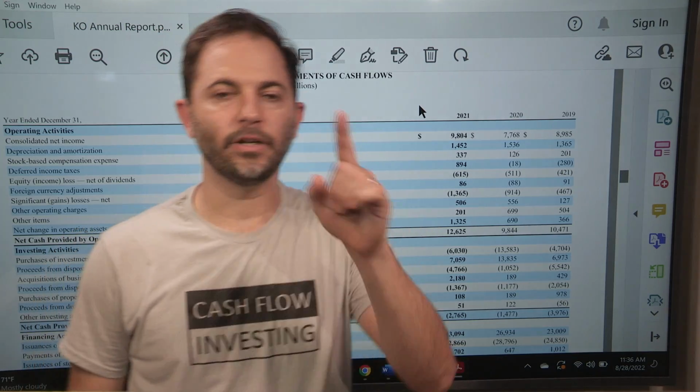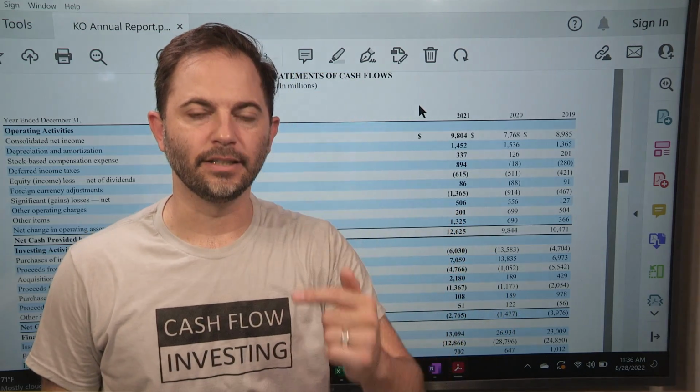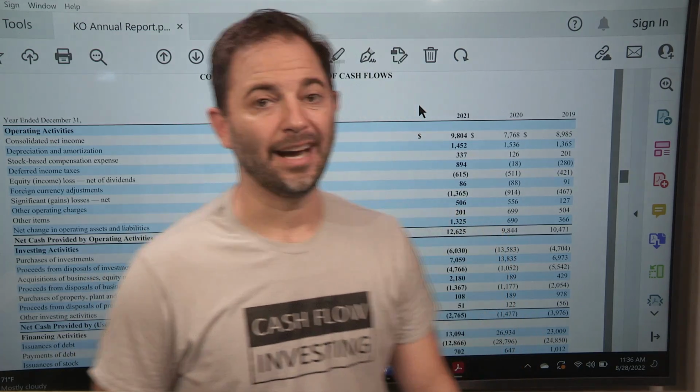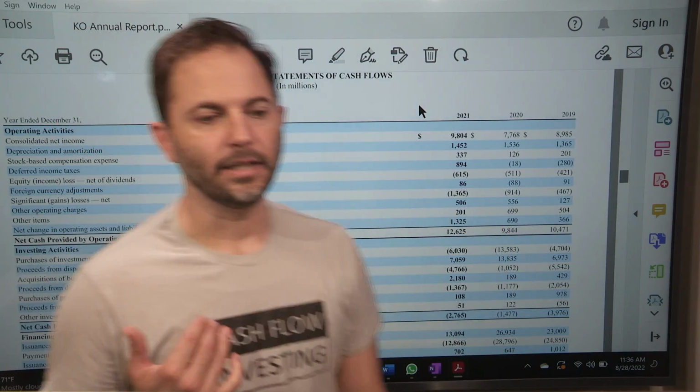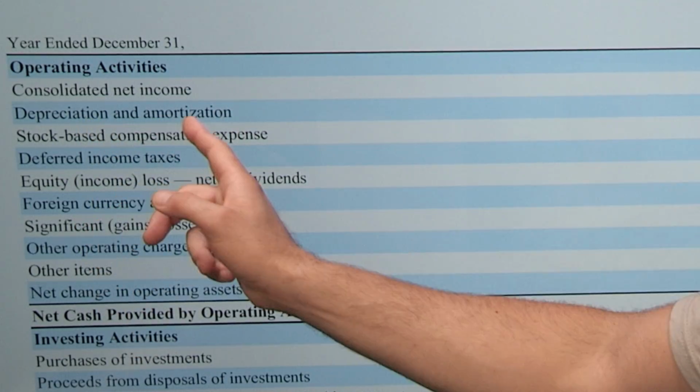That's how you look at it. The three statements are intertwined. Cash flow is an extension of the income statement, and the balance sheet is the change between the two that is not cash. Okay, let's take a look at net income. So you always start with net income. It's a carryover. You've got depreciation and amortization.